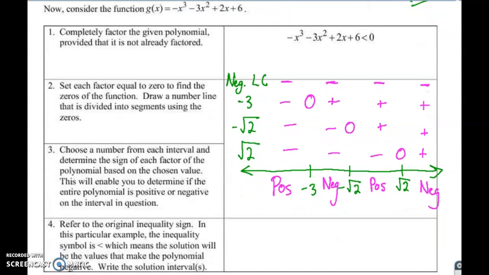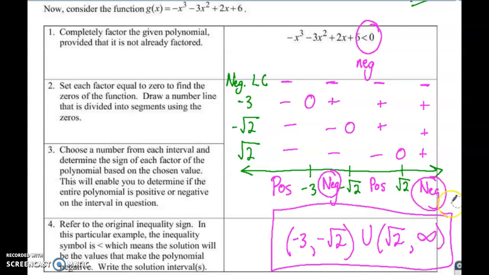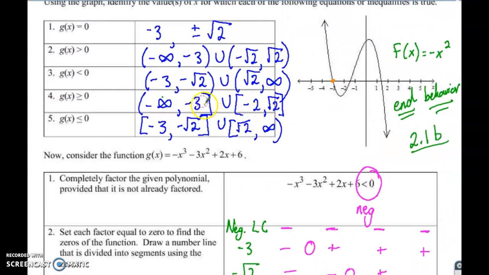And the whole point of doing that is then you can go back to this statement and say, oh, negative numbers are less than 0. So I want this piece and I want this piece. And we don't want to include the bounds because it's not equal to. So -3 to negative root 2 union root 2 to infinity. And that's the answer we want. And we can go back to what we did in the previous video and double check that that matched what we wanted. We're talking about this one right here, according to the directions.